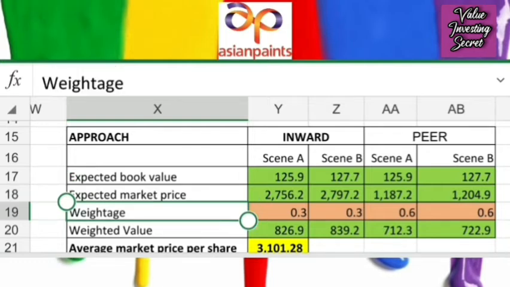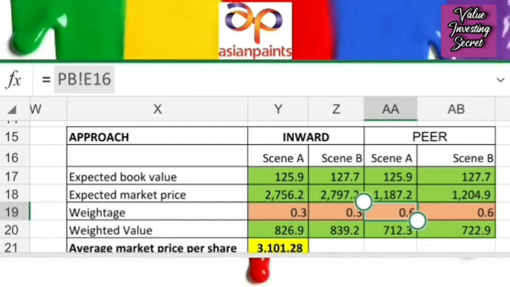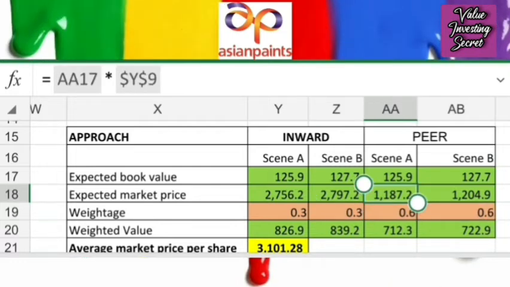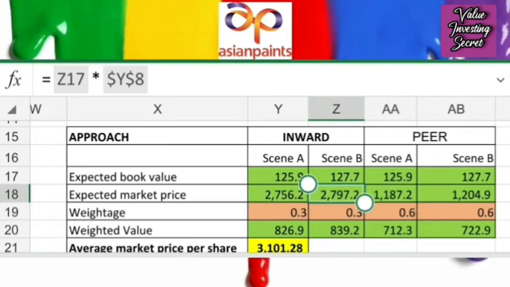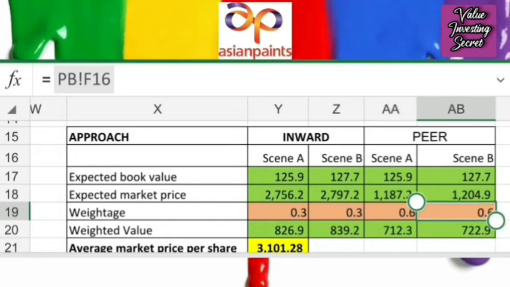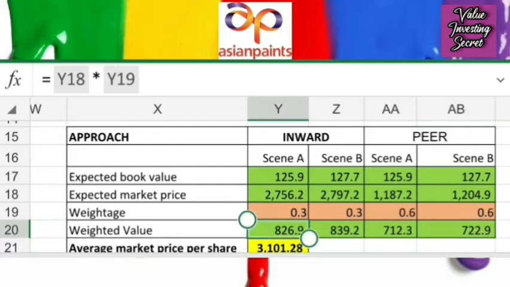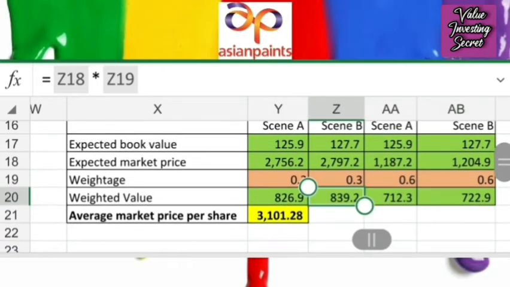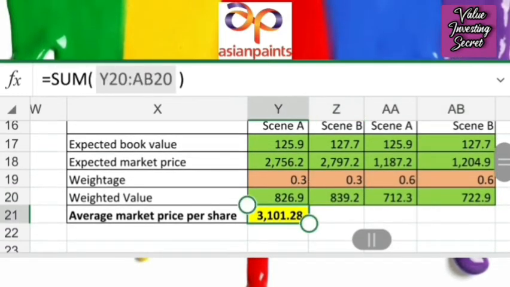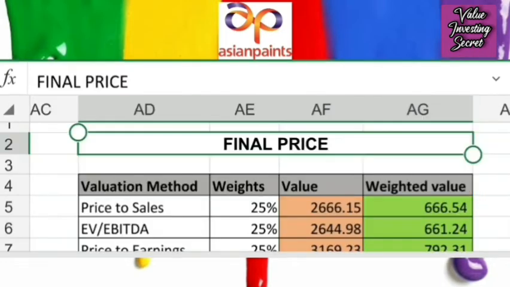Then I calculated the expected market price and the weightage is given as 0.3 for inward and 0.6 for peers, because the value is much lesser than the inward approach. To balance this, I gave more weightage to the peers approach. Then I added all these weighted values to get the final price. We need to add all 4 scenario values to get the final price when we give weightage. So it is 3,101 rupees per share using the book value method.